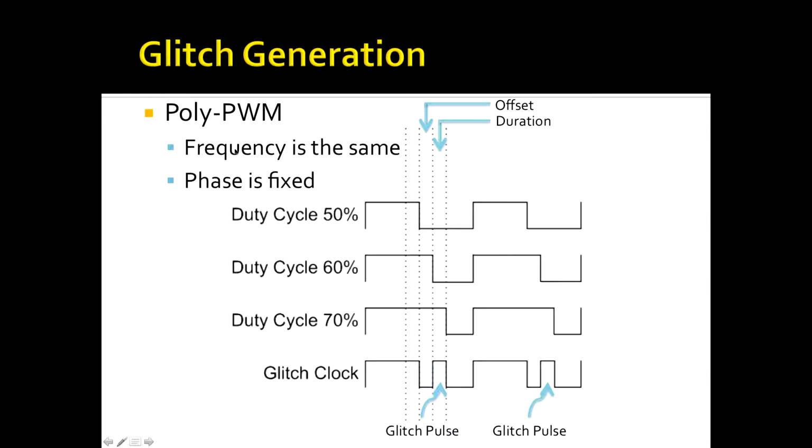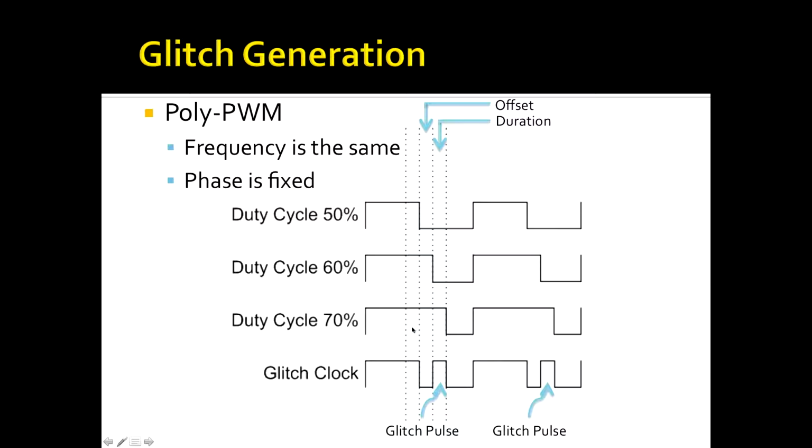So again, the frequency is the same and the phase is fixed. So these things are locked. If you look here, right in the middle, those lines all start at the same time. So the phase they're all locked with each other. However, when you change the duty cycle, you'll see that the 60% wave is on a little bit longer than the 50%, and the 70% is longer than both of them. And it's like a staircase effect.